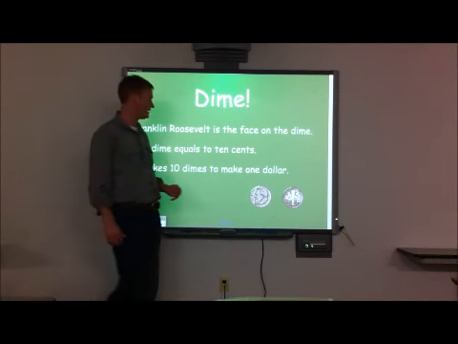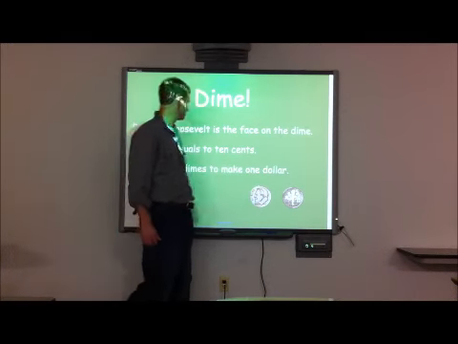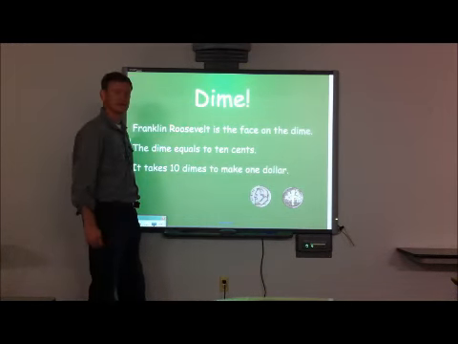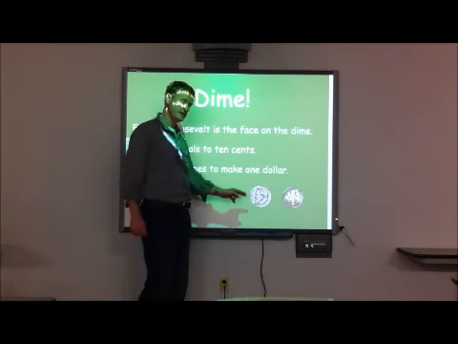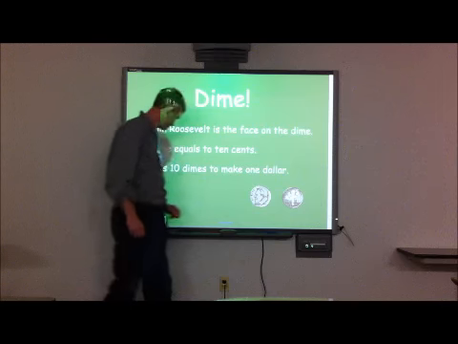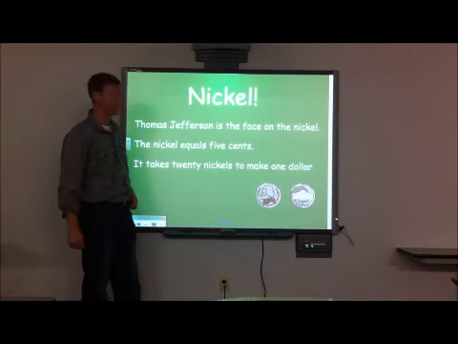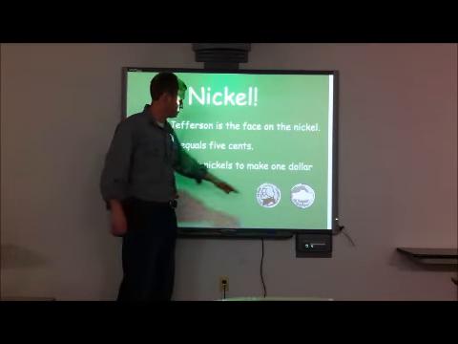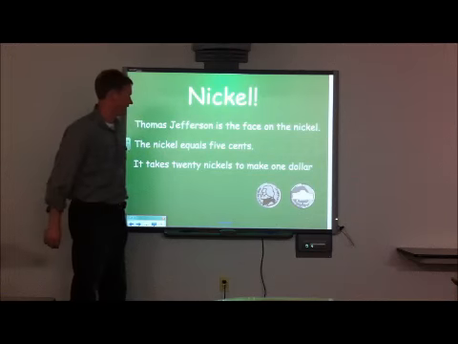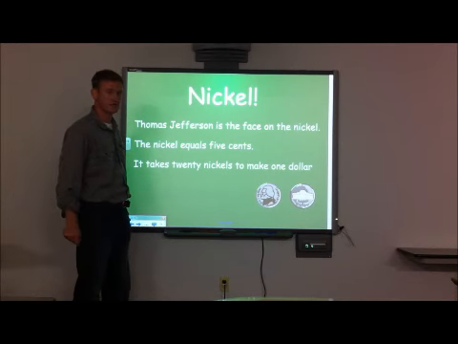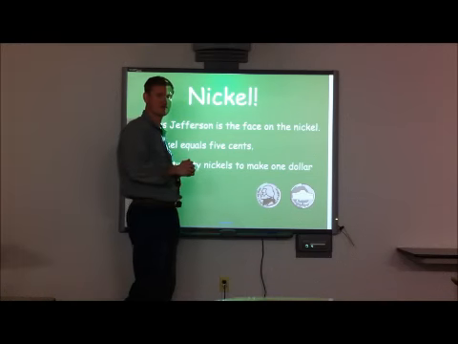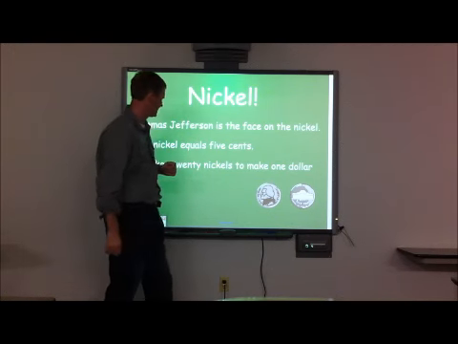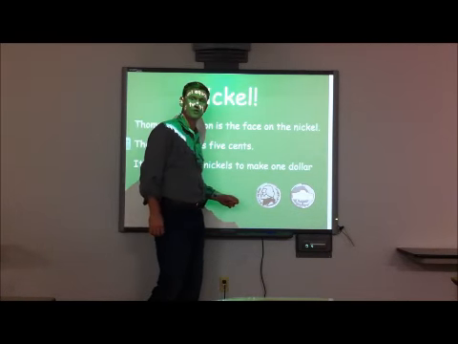Second, we have our dime. Once again, we have heads and tails, and Franklin Roosevelt is on the front of the dime. 10 dimes makes $1. Third, we have our nickel. Again, we have heads and tails, and on the head side of the nickel is Thomas Jefferson. The nickel is equal to 5 cents, therefore it takes 20 nickels to make $1.